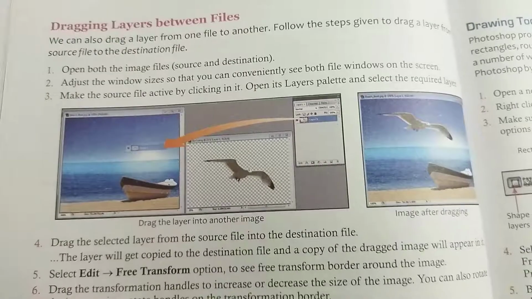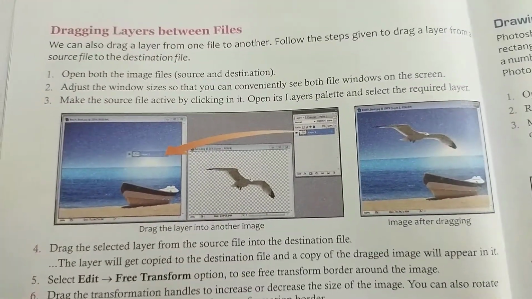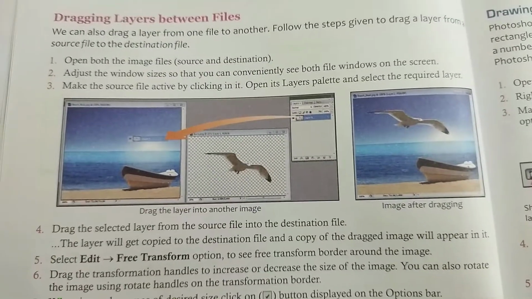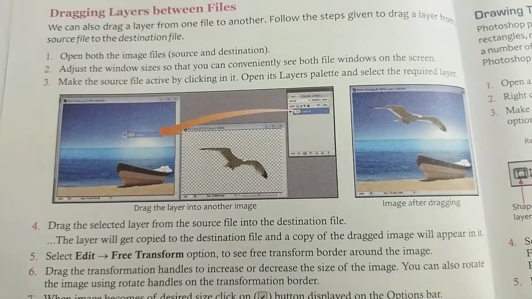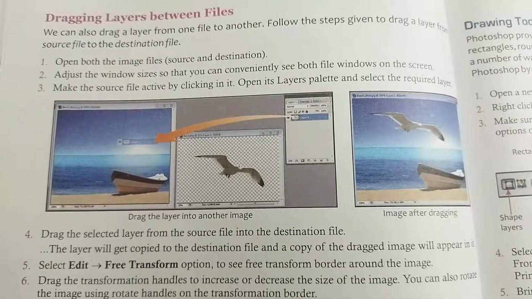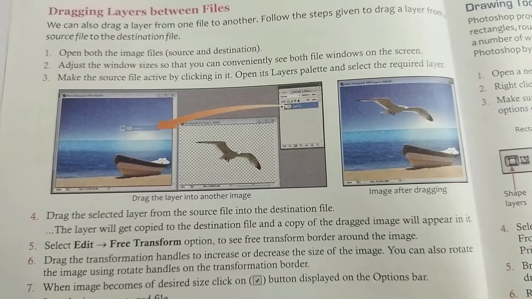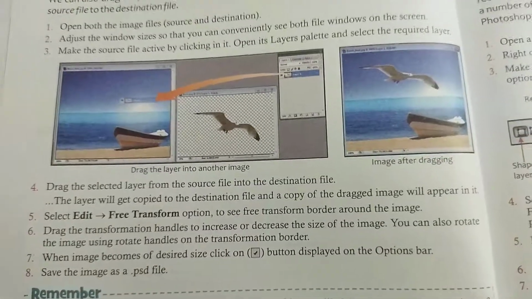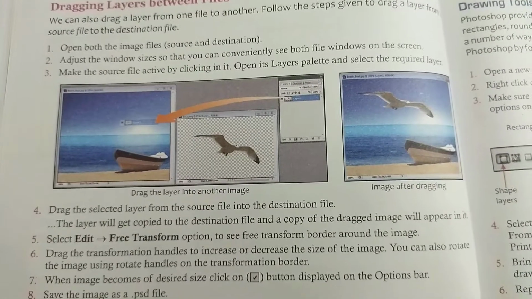Then, dragging layers between files. So dragging layers means we can also drag a layer from one file to another. The steps are: open both image files, source and destination, then adjust the window size so that you can conveniently see both file windows on the screen. Make the source file active by clicking on it, open its layer palette and select the required layers. After that, drag the selected layers from the source file into the destination file.